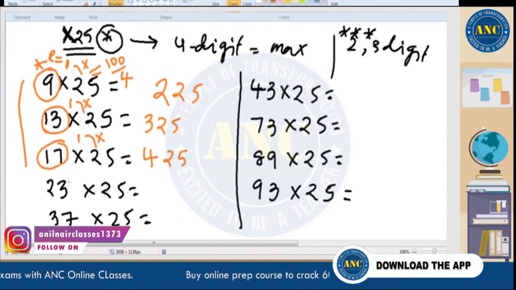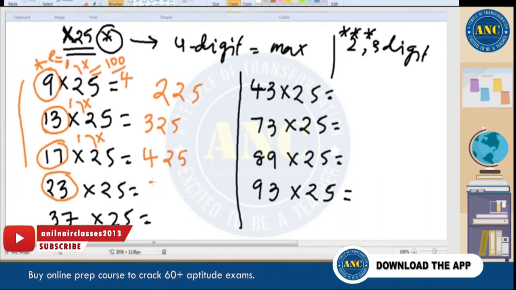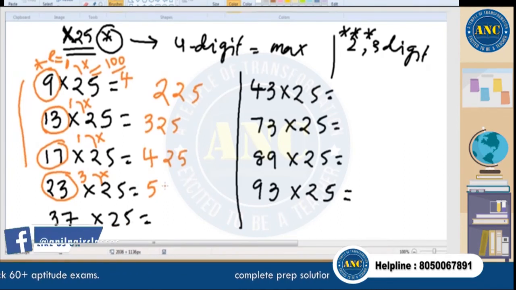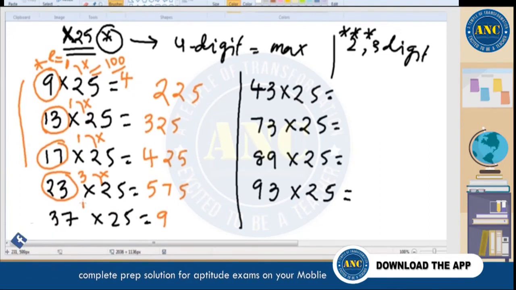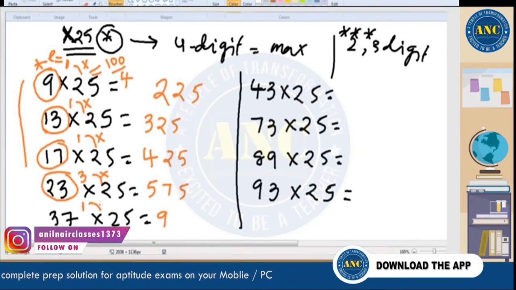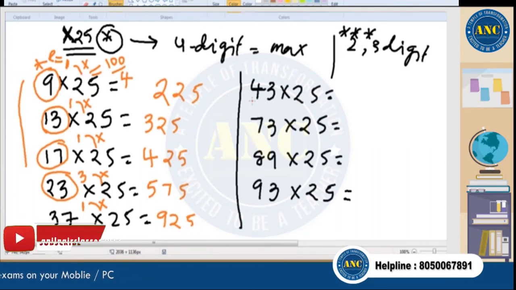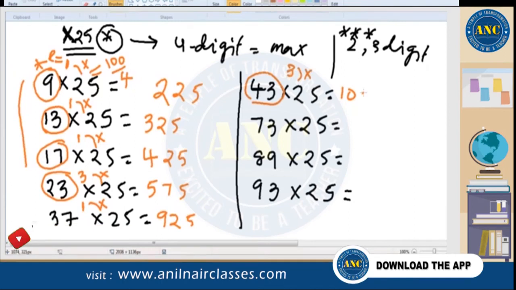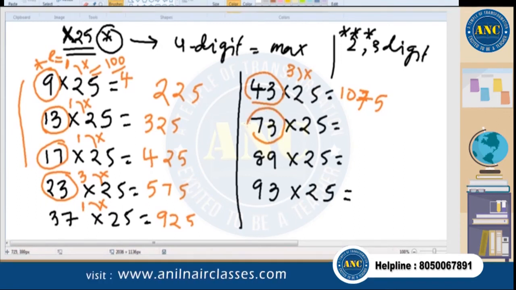Now the remainders will change. Divide 23 with 4, sir. 4 5s are 20. Remainder is 3. 3 into 25 is 75. Divide 37 with 4. 4 9s are 36. Remainder is 1. 1 into 25 is 25. Divide 43 with 4. 4 10s are 40. Remainder is 3. 3 into 25 is 75. Divide 73 with 4.